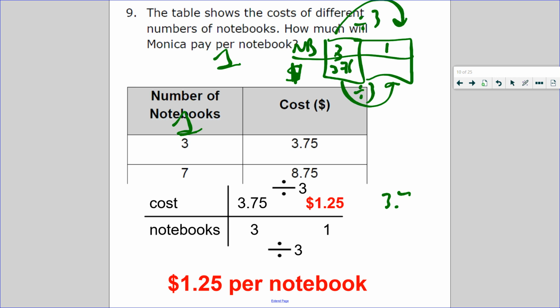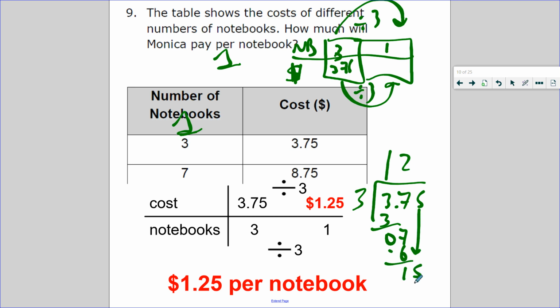So what is $3.75 divided by 3? It goes in 1 time. 3 goes into 7 2 times. Bring down the 5. 3 goes into 15 5 times. So each notebook, 1 notebook costs $1.25.